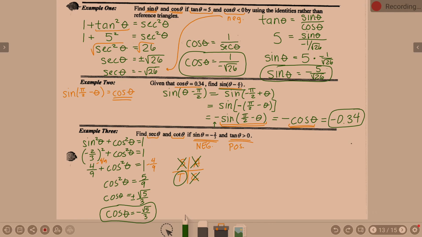Officially, if I use the fact that secant is 1 over cosine, let me just demonstrate this real quick, because we're going to have that not fun situation of secant being 1 over a fraction. It's 1 divided by a fraction, which means 1 times the reciprocal, yes? So right there, it's going to be 1 times negative 3 over square root of 5, which is what you already said the answer is, correct?